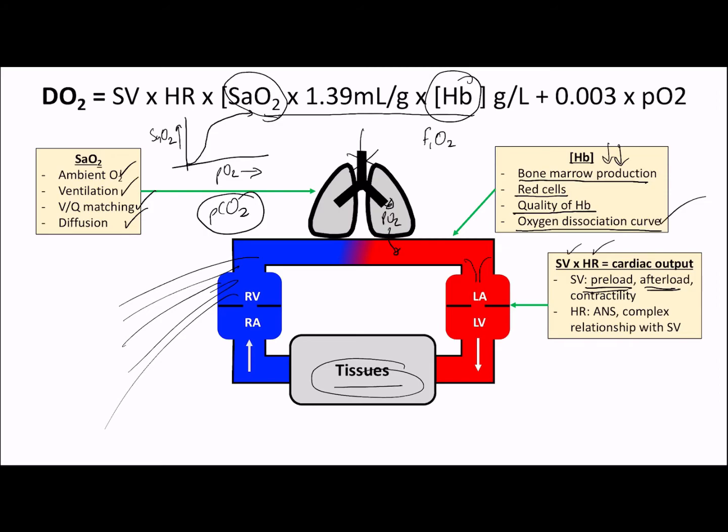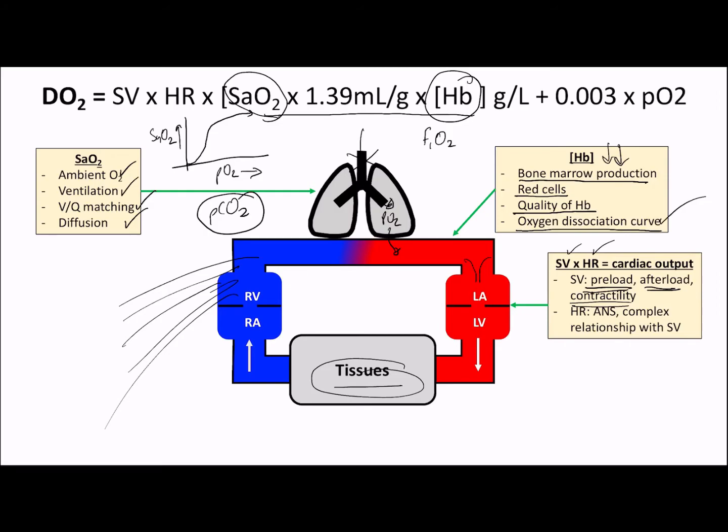If you have a very high afterload, you're going to reduce your stroke volume. Also, contractility. How much force can the myocardium or the heart muscle generate? If you have low contractility, you're going to impact on your stroke volume.